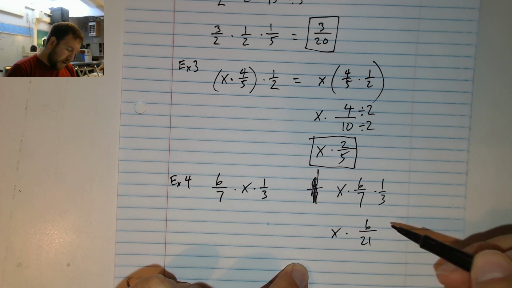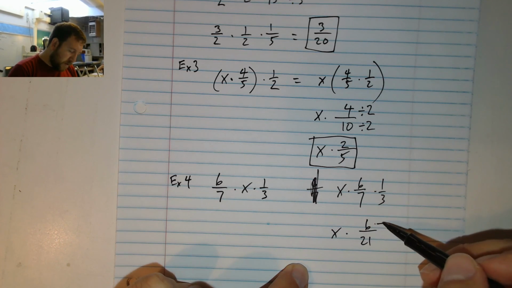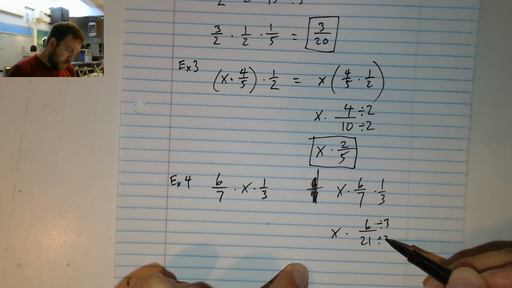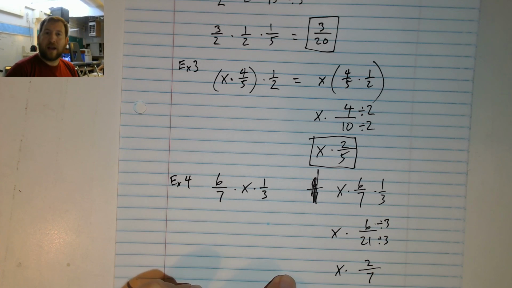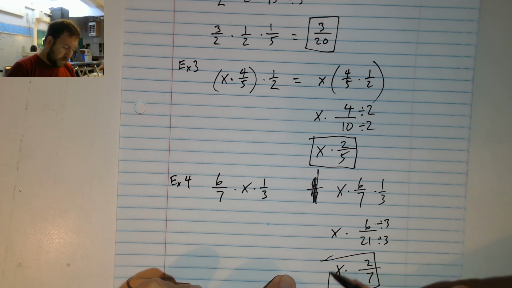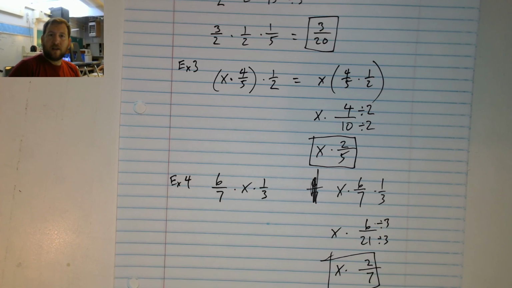I believe that I am simplified. Oh, I'm not. I can divide by 3 into both. 6 divided by 3 is 2. 21 divided by 3 is 7. So I really have x times 2/7, which is my simplified answer. I could also have 2/7 times x. It doesn't really matter. Often we actually put the numbers first, but it's up to you, and it doesn't matter at this point in the game.